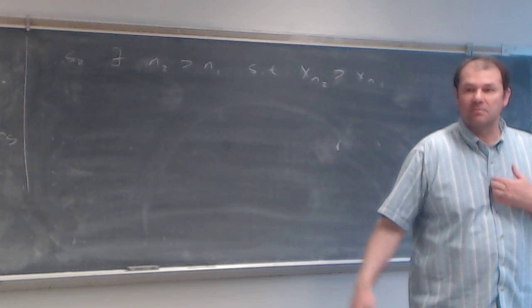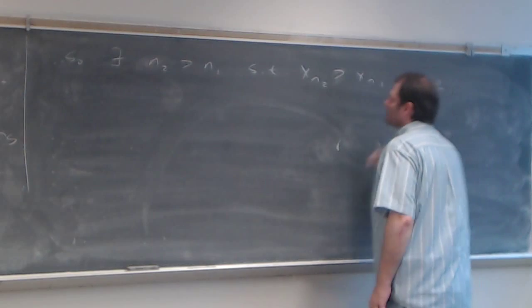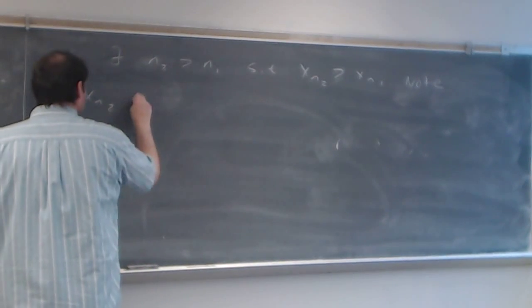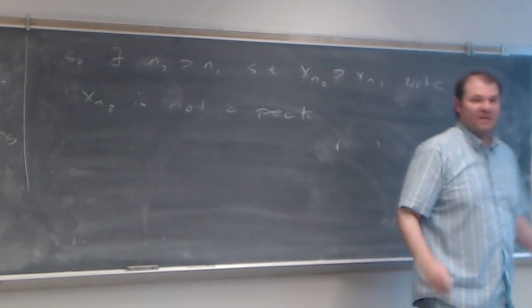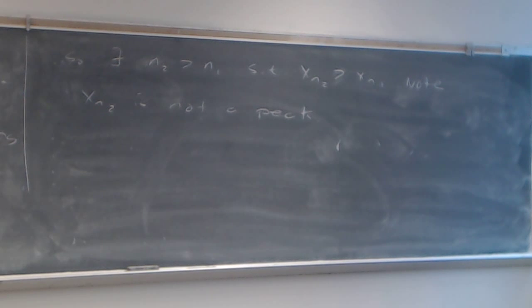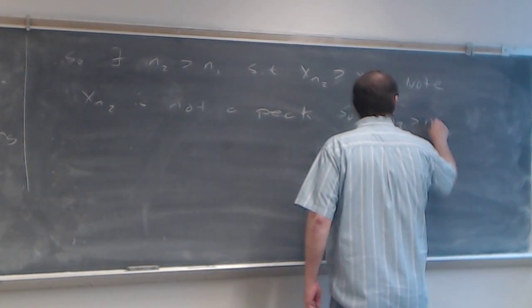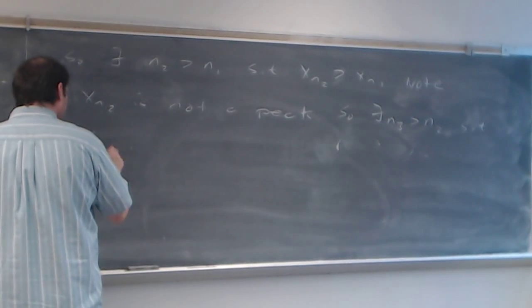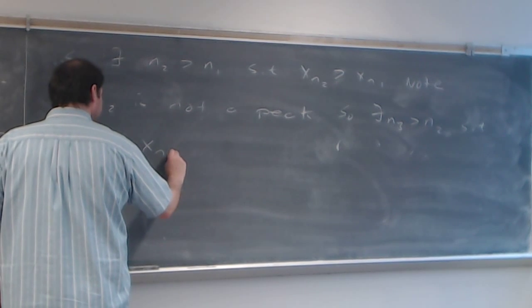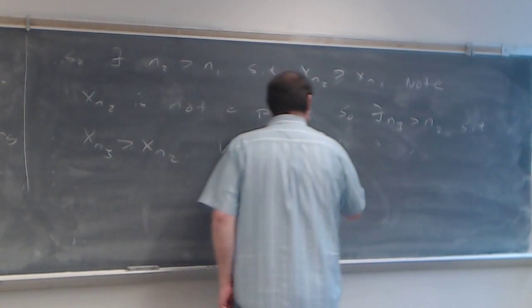What do we know about x sub n sub 2? Well, it's not one of the peaks. We've gone beyond the peaks. So x sub n sub 2 is not a peak. What's it mean to not be a peak? That means there's something further along in the sequence that is bigger than it. So there exists an n sub 3 greater than n sub 2 such that x sub n sub 3 is bigger than x sub n sub 2. We continue the process.